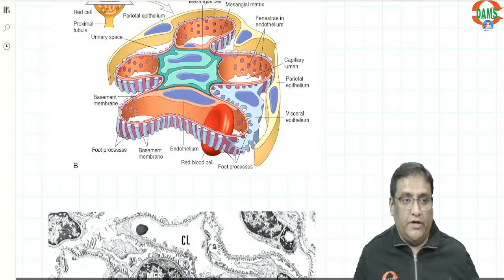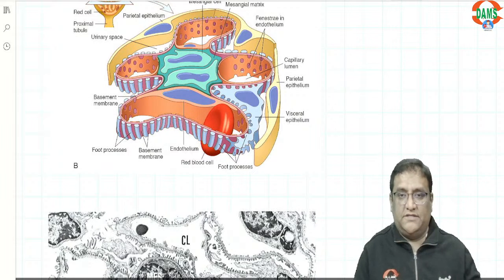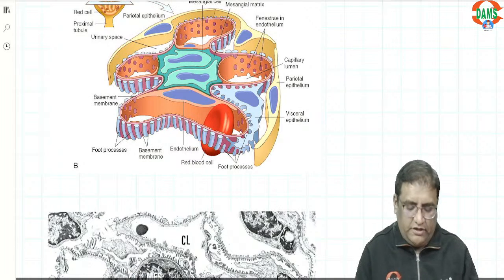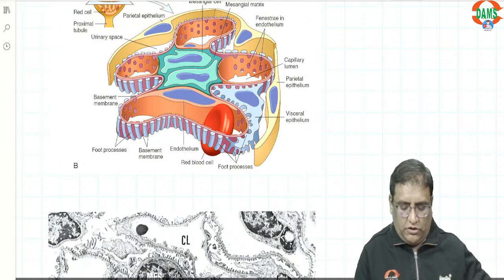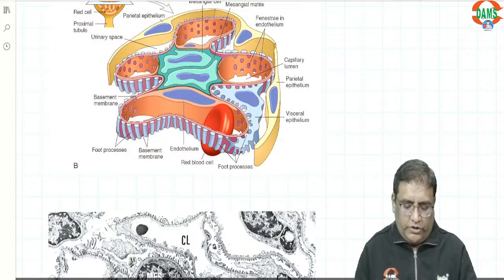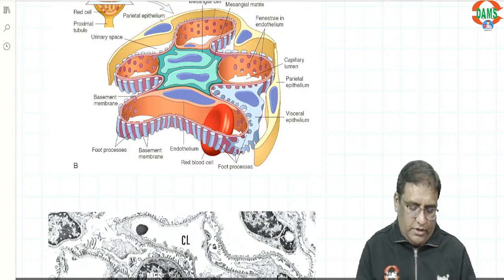So we are talking about glomerulonephritis, and we are going to start with the basic pathophysiology of glomerulonephritis, so that once we understand this pathophysiology, we will be able to understand the rest of the things very well, right?